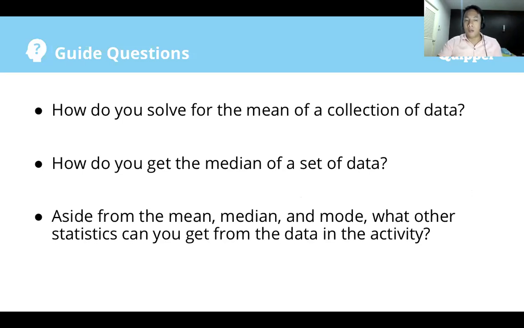These are our guide questions. How do you solve for the mean of a collection of data? This is the first question we need to know. How do you get the median of a set of data? Aside from the mean, median, and mode, what other statistics can you get from the data and the activity? We will also add the other measures of central tendency, the mean, median, and mode, in our topic today.